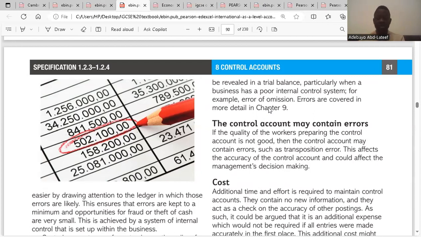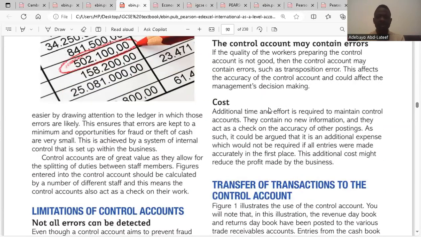The second problem about using control accounts is that control accounts may contain errors themselves. Control account is done by internal auditors or by those who did not prepare the ledgers. But the problem is that if it is prepared by those who lack the expertise of producing or recording it, it could become an error too. If it is not prepared by those who have the skills of preparing control accounts, there's likelihood that it contains errors too.